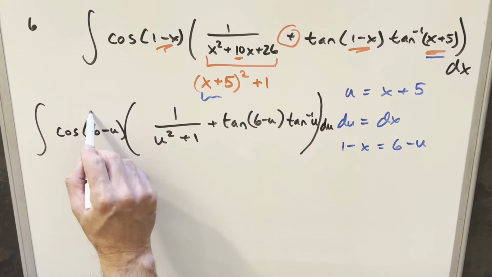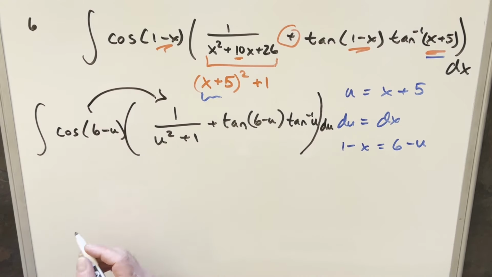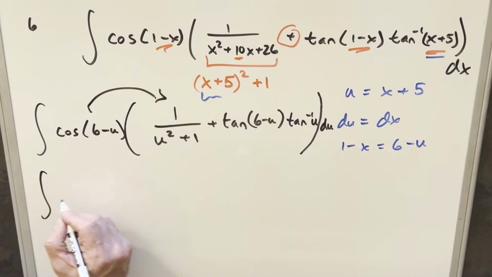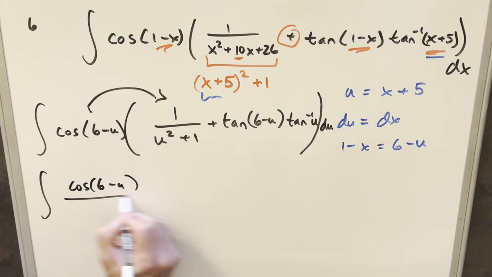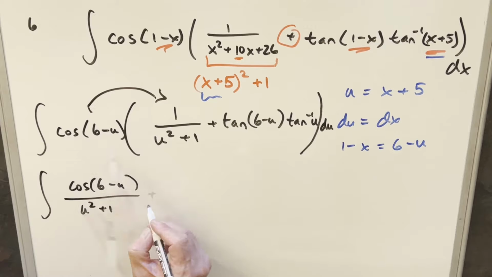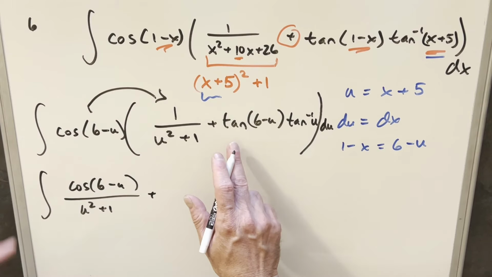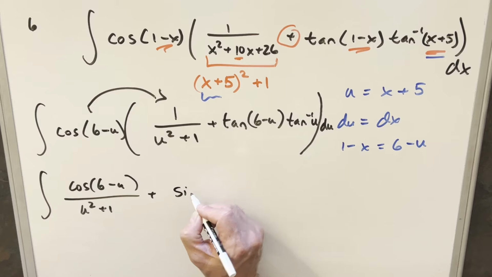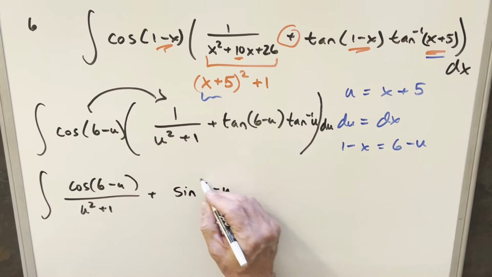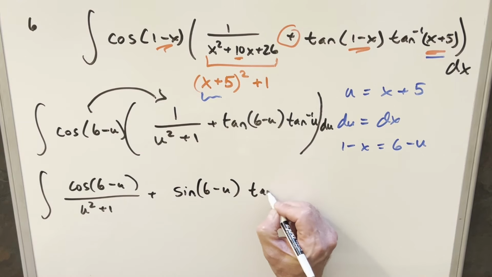And then here what I want to do is actually distribute in this cosine 6 minus u and see what it looks like. So then we're going to have cosine 6 minus u over u squared plus 1. And when you multiply cosine times tangent, the cosines are going to cancel, since tangent is sine over cosine. This is actually just going to become sine 6 minus u times arctan of u.